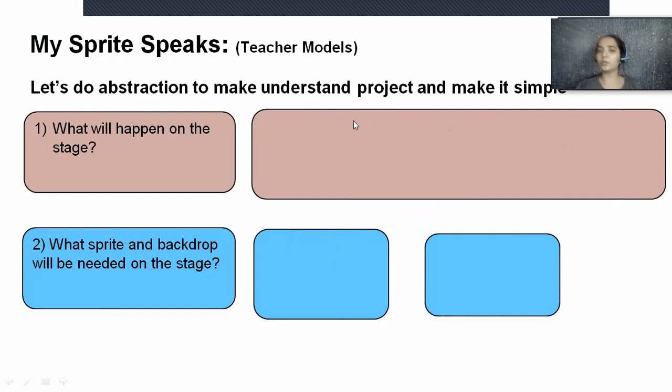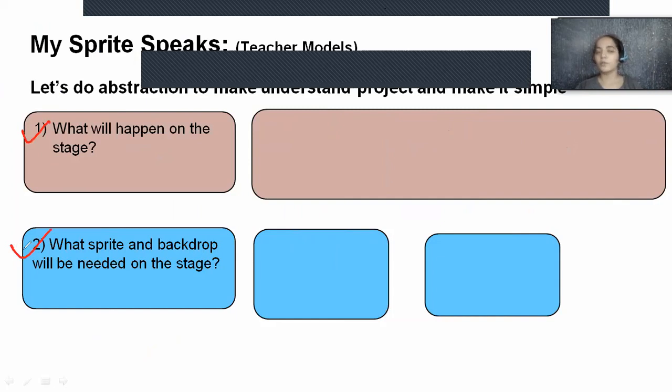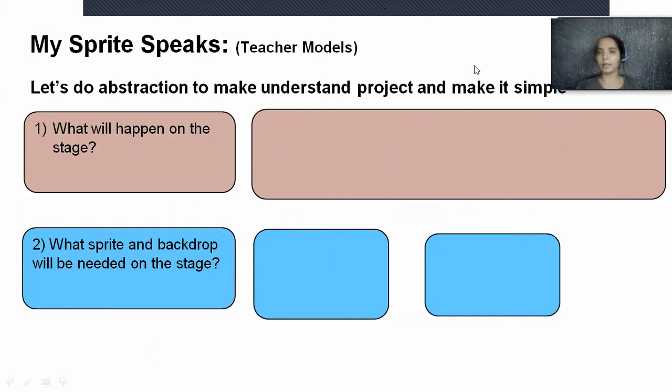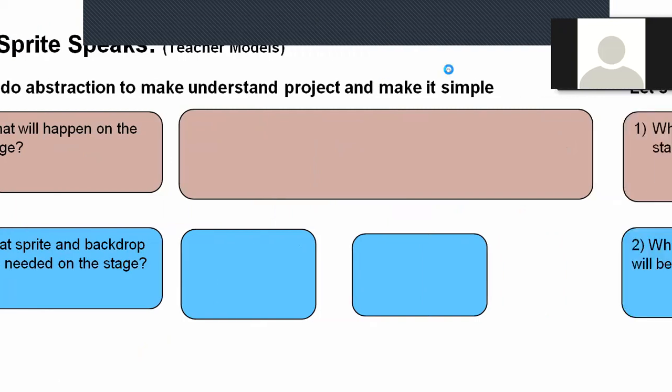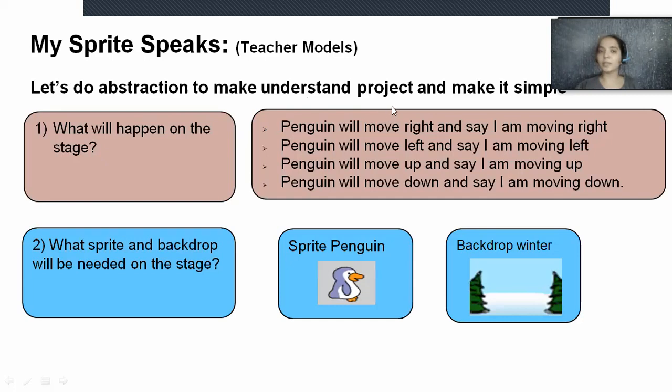But whenever you want to do the abstraction, you need to ask yourself two questions. The first question is, what will happen on the stage? And the second question is, what sprite and backdrop will be needed? These two questions are going to help you work ahead easily. So here we go. Let's do the abstraction to understand the project and make it simpler for us to work upon. So we have two questions over here: what will happen on the stage, and what sprite and backdrop will be needed.